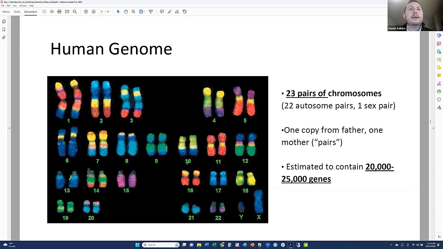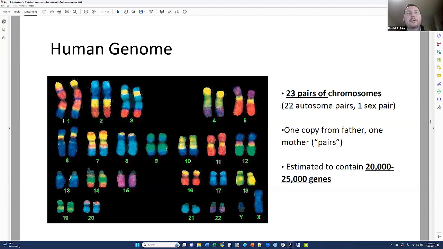We call this picture a karyotype. These are metaphase chromosomes that have been microscopically photographed, and the color of the banding has been tweaked to make it more visually interesting. But these are actually photographs of chromosomes in the metaphase of the mitotic cycle. So we've got 23 pairs of chromosomes, 22 autosomes, one sex pair.